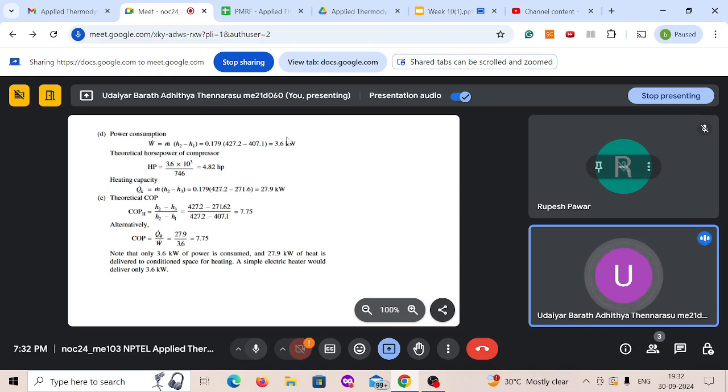In terms of quantity, only 3.6 kilowatt of work is consumed, but you can give 27.9 kilowatt as heat to whatever space we have to heat. If you use a simple electric heater, that will give you only 3.6 kilowatt, but using this heat pump, instead of 3.6 it is giving 27.9, so it is giving 7.75 times more heat to the heating space.